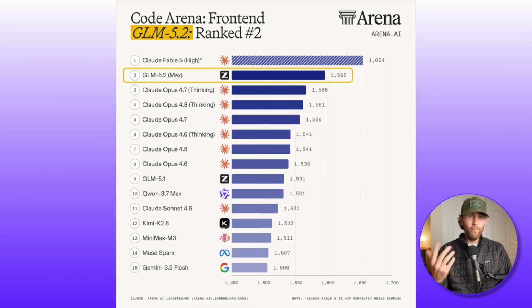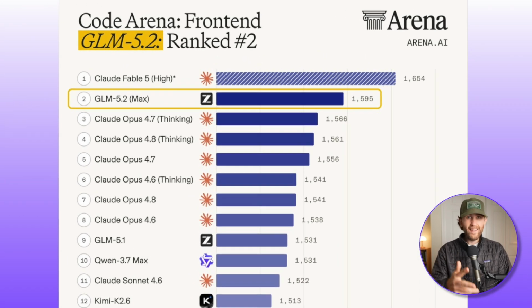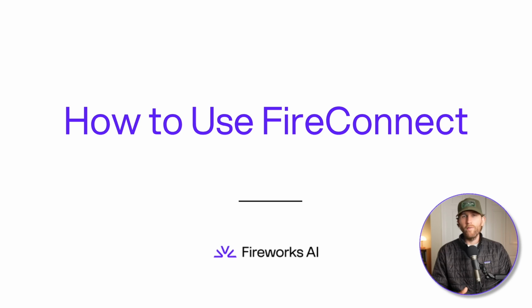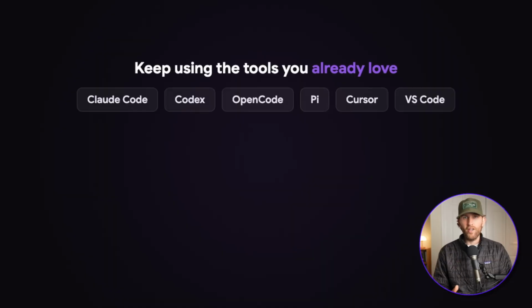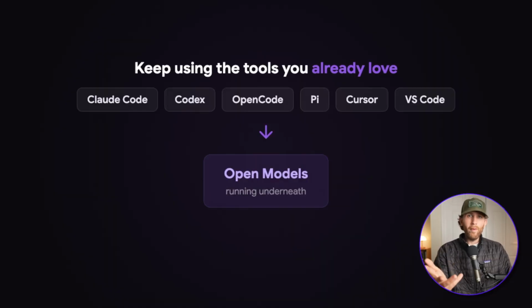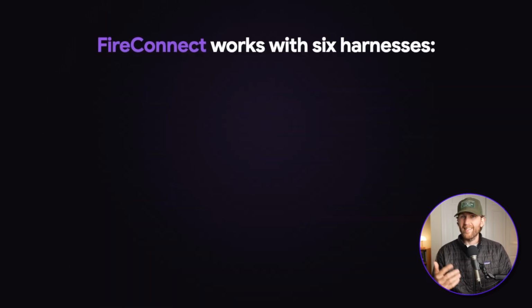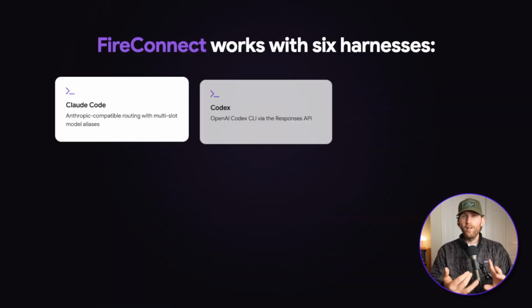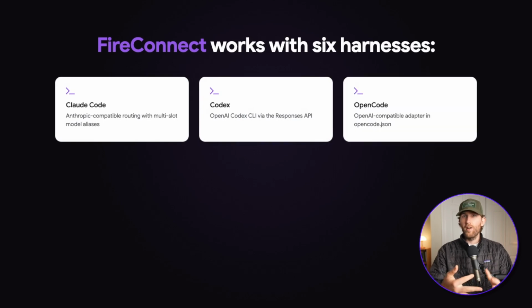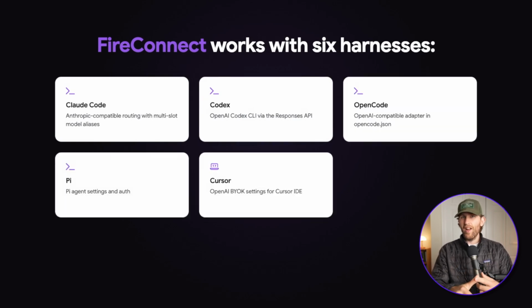Tools like Claude Code and Codex are great, but running them all day gets expensive fast. Meanwhile, open models are going head to head with the frontier models on the benchmarks. So today, I want to show you FireConnect. It lets you keep using the coding tools you already love, but with open models running underneath for a fraction of the cost. Right now, it works with 6 harnesses: Claude Code, Codex, OpenCode, Pi, Cursor, and VS Code.